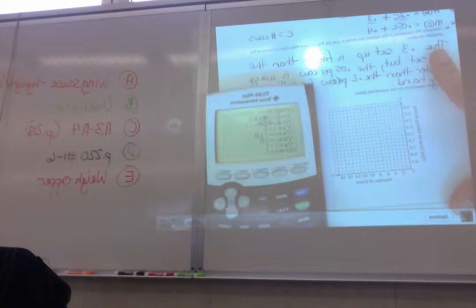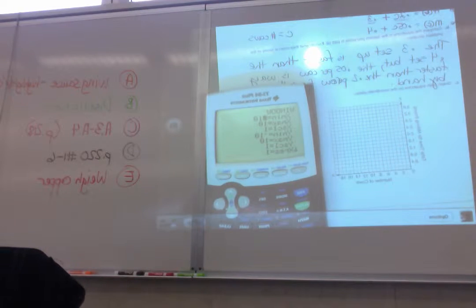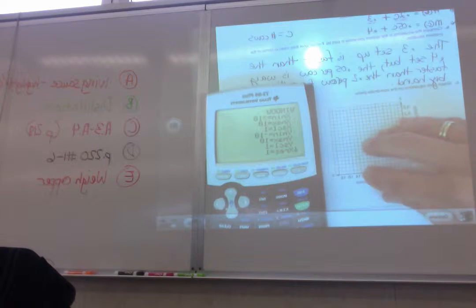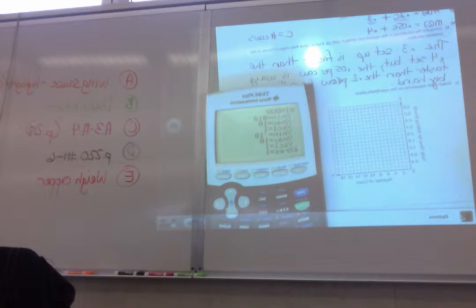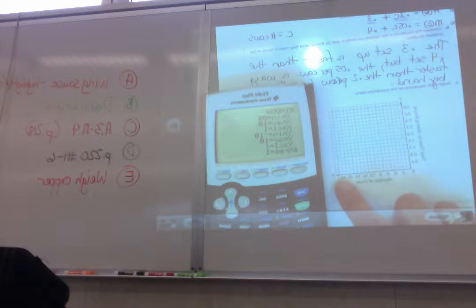So push the window button. We want to make our window match what's on this graph so it'll be easy for us to draw our lines. What do you see as the lowest number on the x-axis? 0. Put that for x min, 0. What do you see as the biggest number? 18. 18, and it goes 2 more, 20.